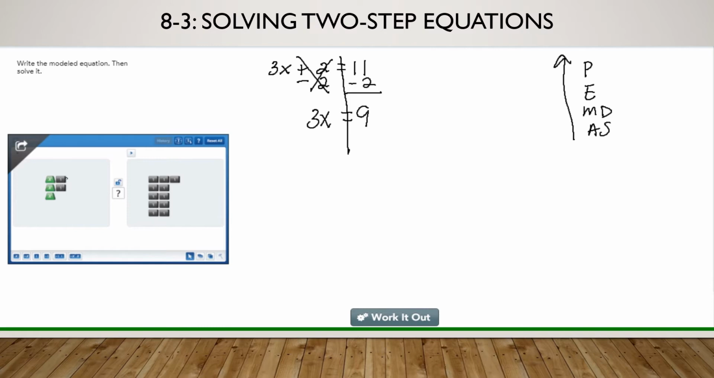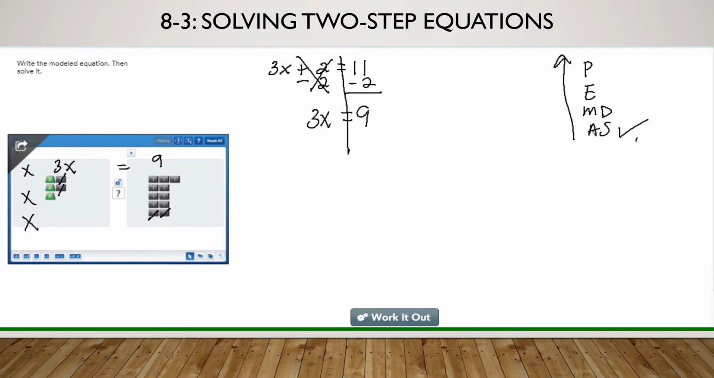So when we used the algebra tiles, we first had to get rid of those ones because they were stopping x from being by itself. We had to subtract those ones, and then we had to maintain equivalency. So we ended up with 3x on this side, equal to 9. The next step was to divide the x's into 3 separate groups, and then divide the ones over here into 3 even groups. So that's what we're going to do next.